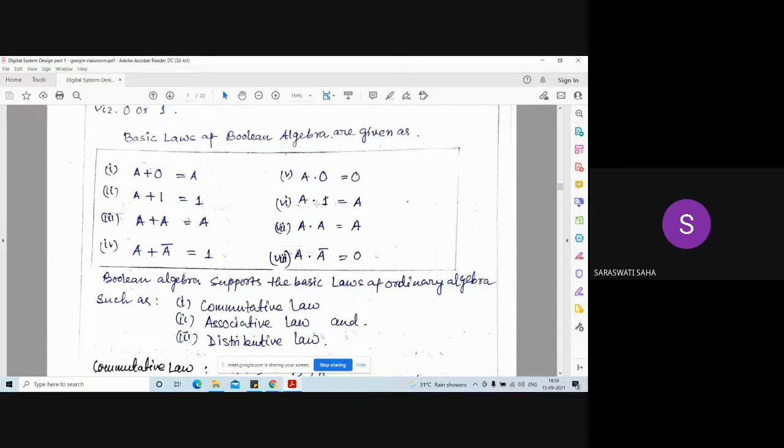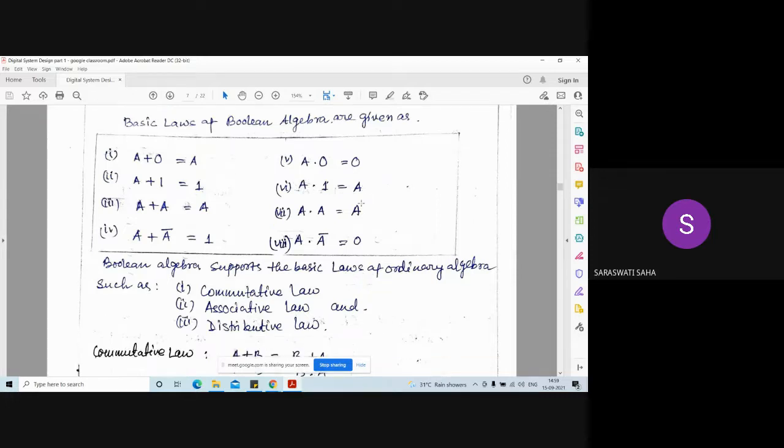Here, for dot operation or AND operation, if we take a variable and multiply it with 1, what will be the result? Depending on A, check if it is 0, 0 dot 1 gives us 0, 1 dot 1 gives us 1. So basically, it follows A. So A dot 1 means A. Similarly, here A plus A gives us A, A dot A gives us A.